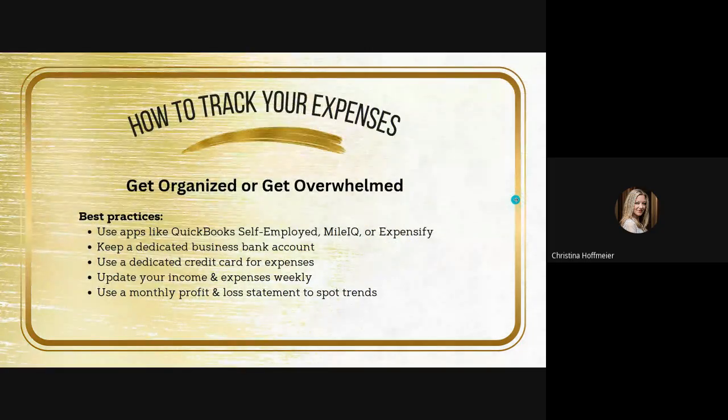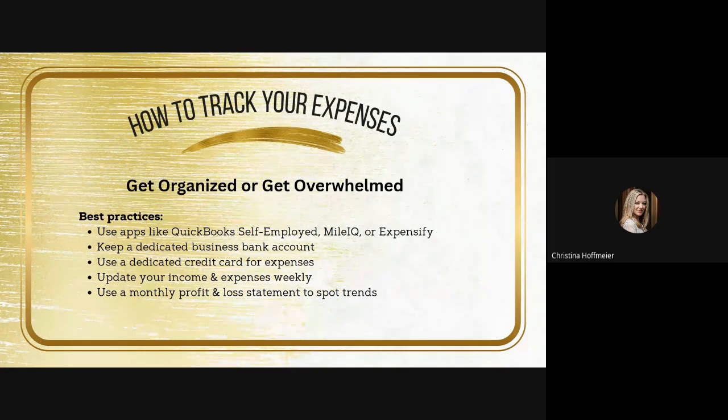All right. Next, how to track your expenses. Get organized or get overwhelmed. You have to know what your expenses are, or you're going to be easily overwhelmed. You're not going to be making the right financial decisions when it comes to your business, and it's going to be really hard for you to reach your goals. It's great to have goals, like saying, in the next 12 months, I'm going to sell X amount of houses. But really, what does that equate to financially? As a business owner, you need to understand what that means on a dollars and cents level.